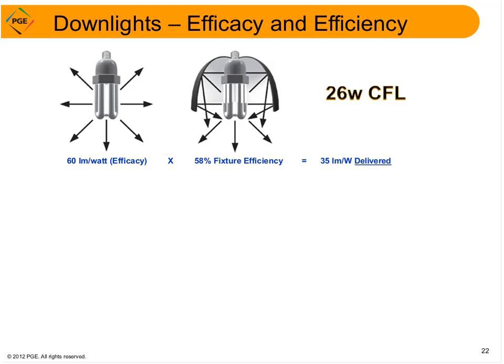So in this example, we have a CFL with an efficacy of 60 lumens per watt. However, the number of lumens delivered to a room is decreased when you install this light source in some type of fixture. So in this example, we have a CFL that's installed at a downlight that's only 58% efficient. And this is actually very common. Therefore, the delivered lumens is only 35 lumens per watt instead of the original 60 lumens per watt.